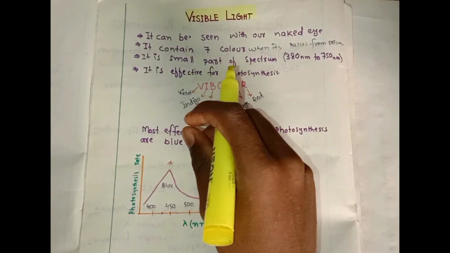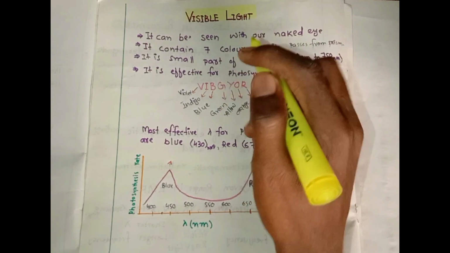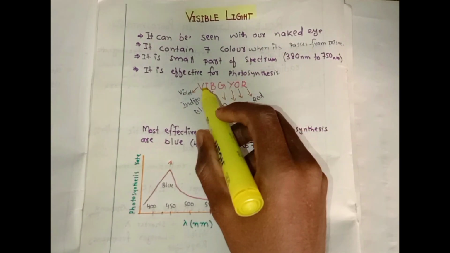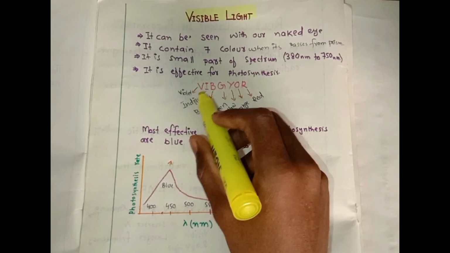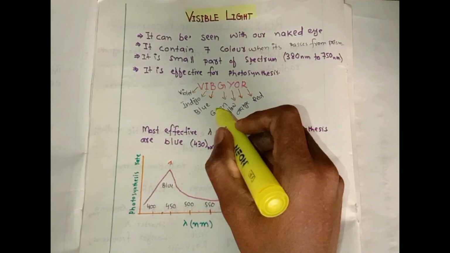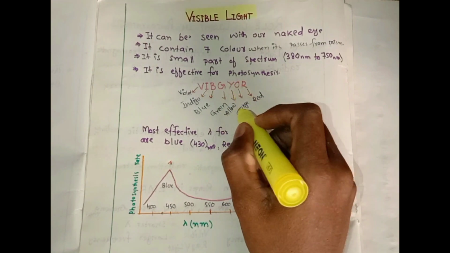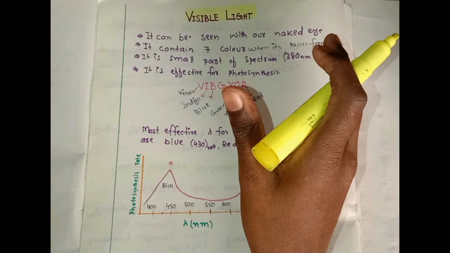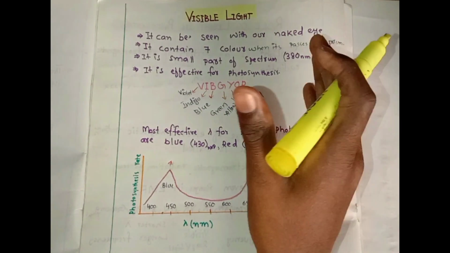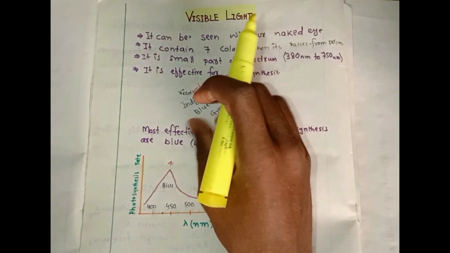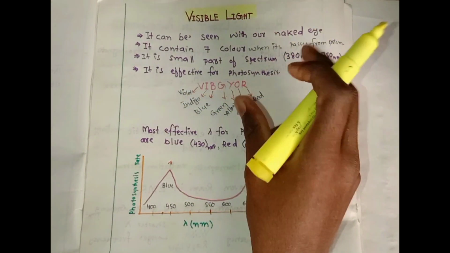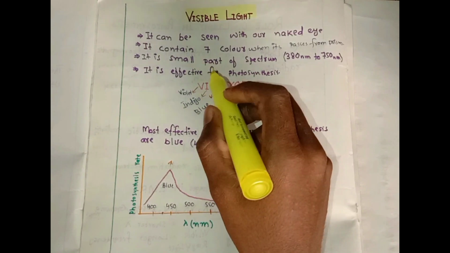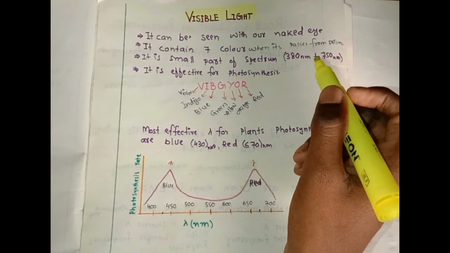So what are the 7 colors? These 7 colors are VIBGYOR, a short form to remember them. V for violet, I for indigo, B for blue, G for green, Y for yellow, O for orange, and R for red. These are the 7 different colors. When white light passes through a prism, it splits into these 7 colors. Its wavelength ranges from 380 nanometers to 750 nanometers.